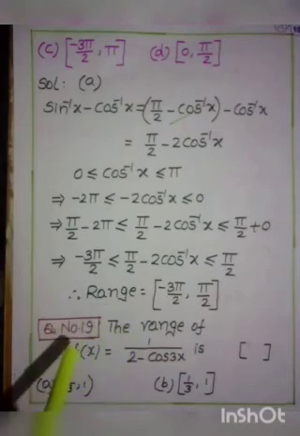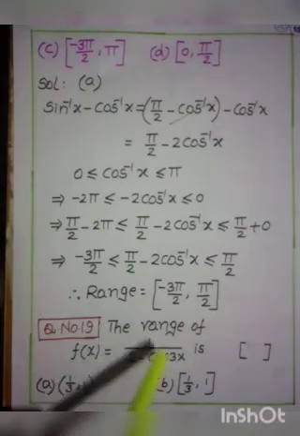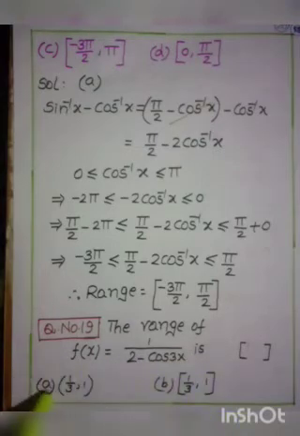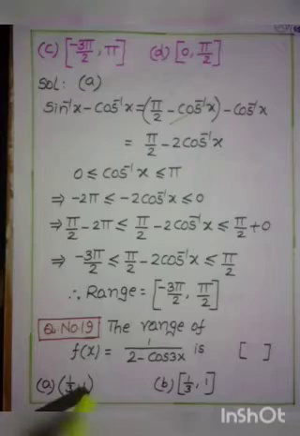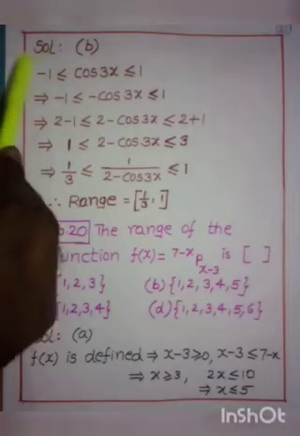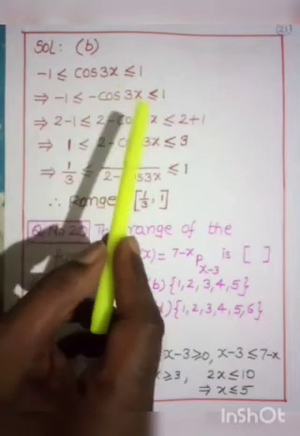Right. Now come to question number 19. The range of f of x is equal to 1 by 2 minus cos 3x is: option A, open interval 1 by 3 comma 1, option B, closed interval 1 by 3 comma 1. Here the solution is the second option. Let us see the explanation.